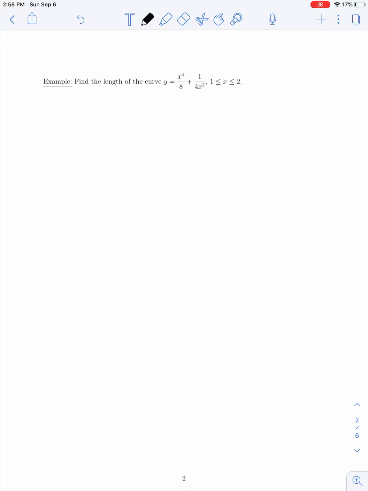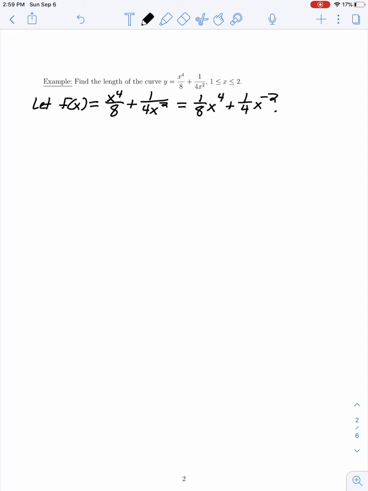So here we're asked to find the length of the curve, y equals x to the 4th over 8 plus 1 over 4x squared from x equals 1 to 2. So as with the previous example, let me start by introducing some notation for this function, which is defining my curve. In this case, x to the 4th over 8 plus 1 over 4x squared. Or if you prefer, 1/8 x to the 4th power plus 1/4 x to the negative 2 power.